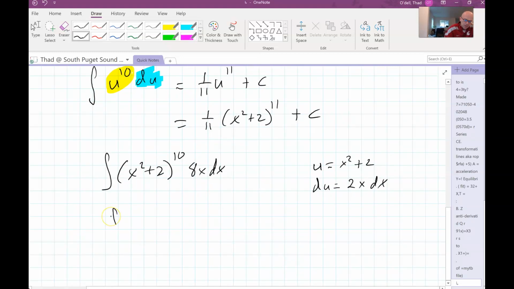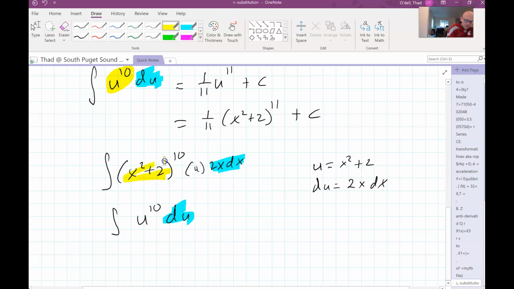So then when I go to rebuild my integral, I'm still going to go u to the 10th, and I'm still going to put du here. But I notice that it doesn't quite match up, right? So what we have now is, if we broke this into 4 times 2x dx, that's what the 8 was, right? So notice now this part is taken care of with that part.